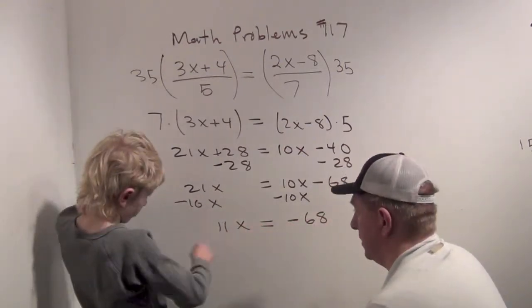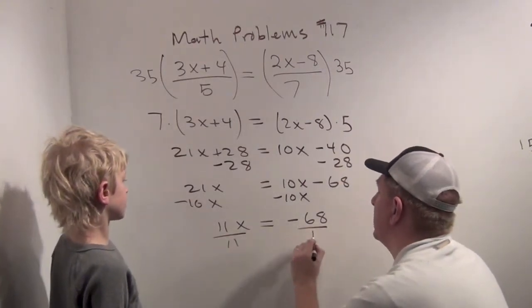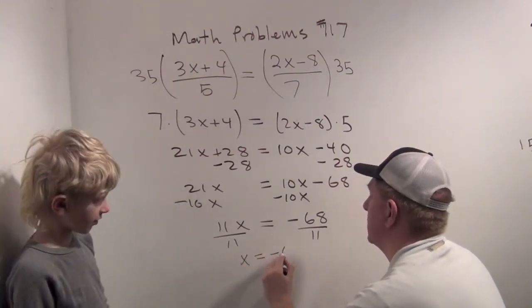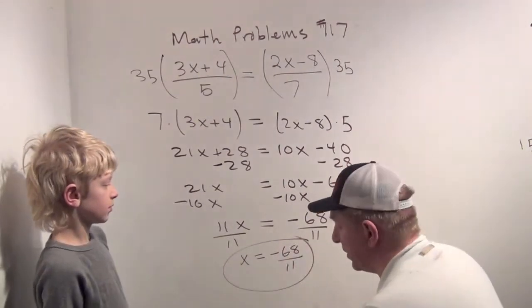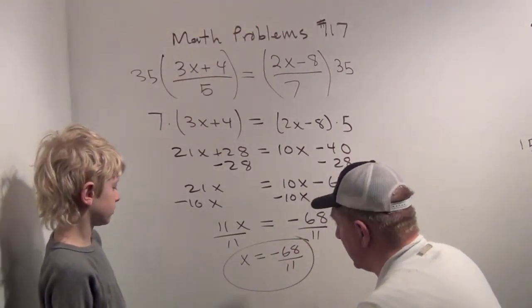And now you just divide by 11. Okay, divide by 11, and what do I get? x equals minus 68 over 11. Awesome. Now, normally we'd go back and check if that worked, but I think we'll just call that a day for this one.